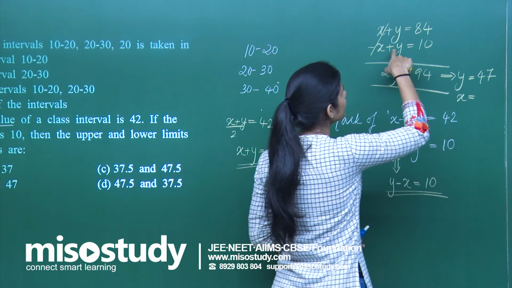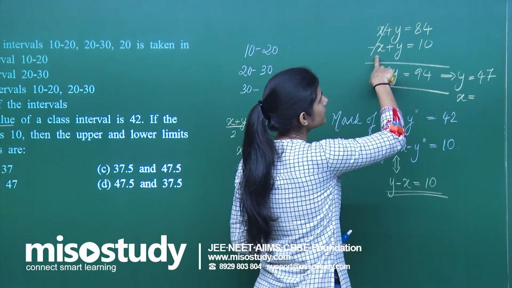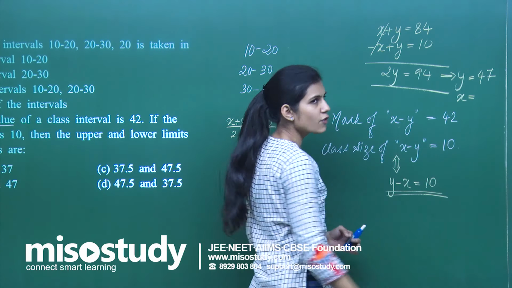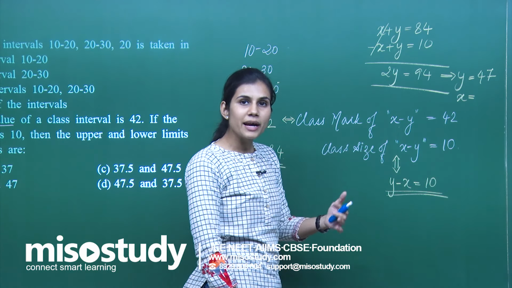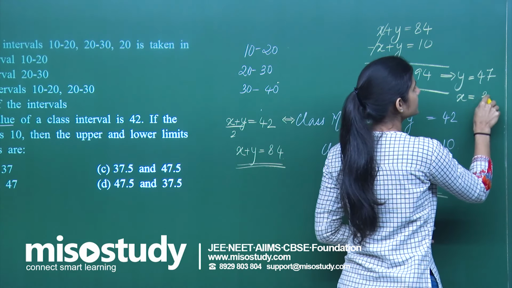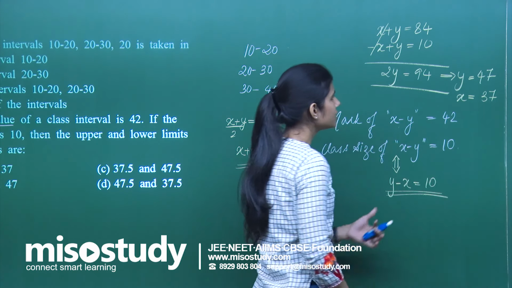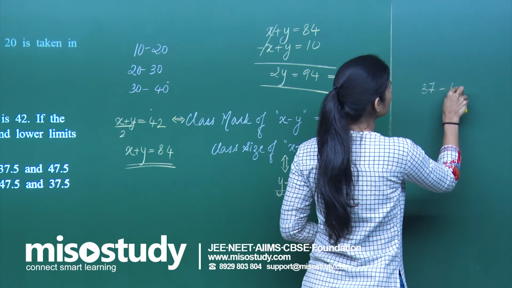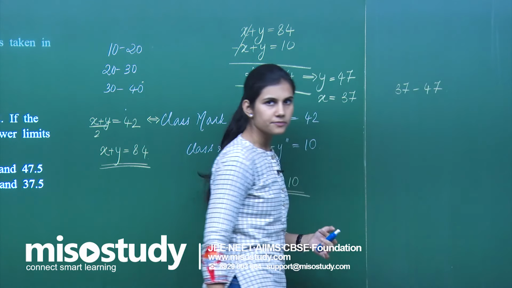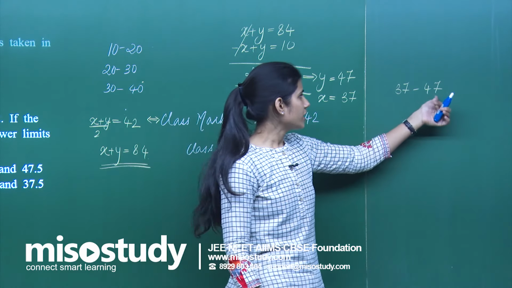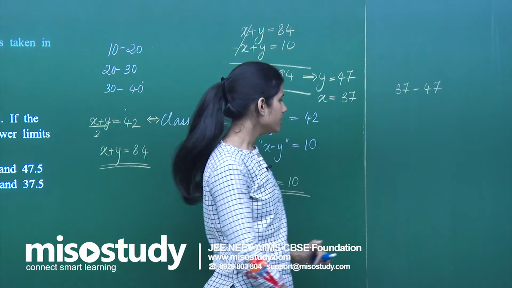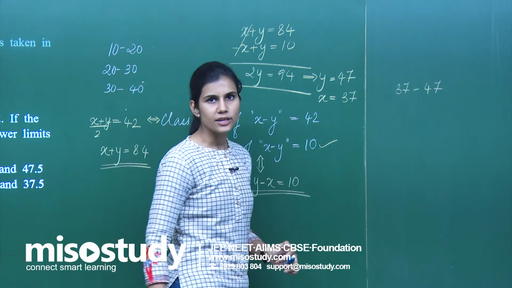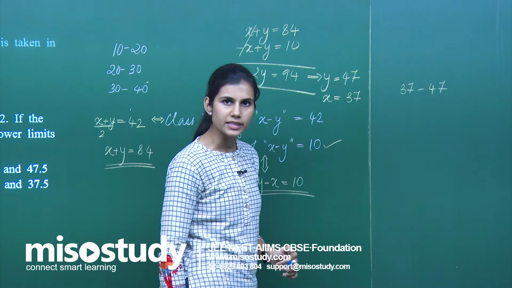And if y is 47, what is x? Minus x is 10 minus 47, so minus x is minus 37, or x is 37. So your class interval is 37 to 47. You can see that if 37 to 47 is the class interval, what is the class size? 47 minus 37, which is 10. So yes, y minus x is 10, or class size of x to y class interval is 10.